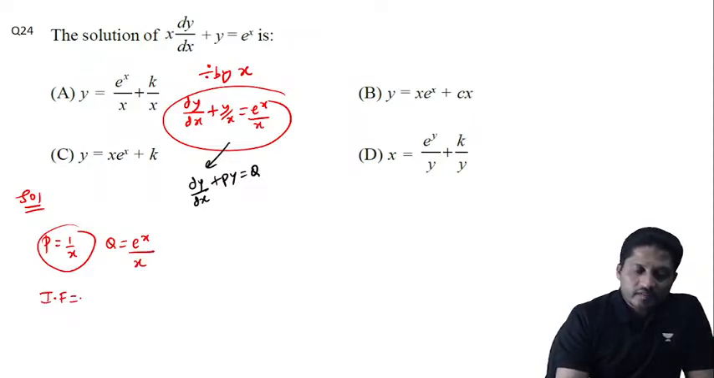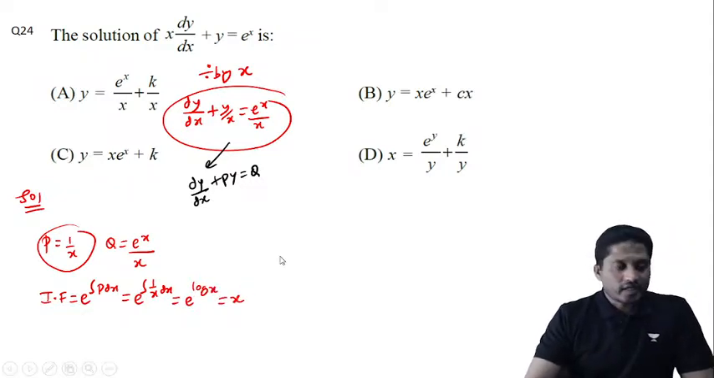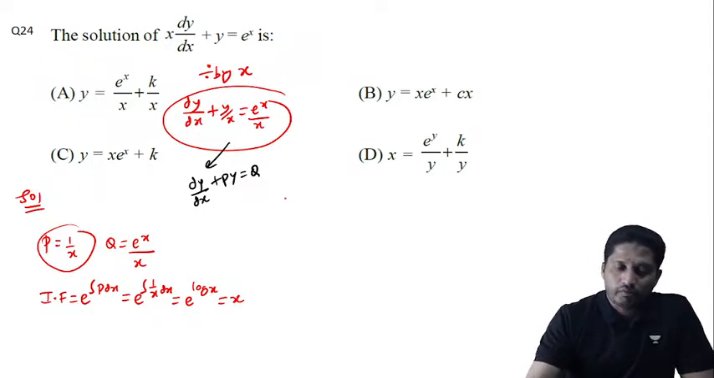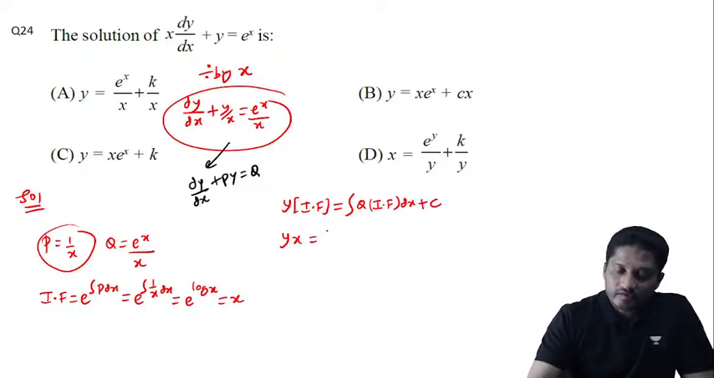Integrating factor is e power integration of P dx, e power integration of 1 by x dx. E power integration of 1 by x is log x, e power log x is x only. Alright, now the solution is y into IF is equal to integral Q into IF dx plus c. So y into IF, which is x, is equal to integral Q into IF, e power x divided by x into x, and then dx plus c.